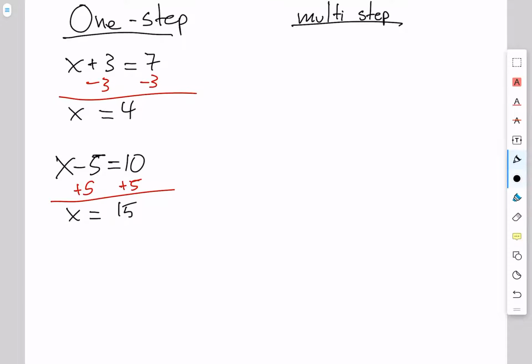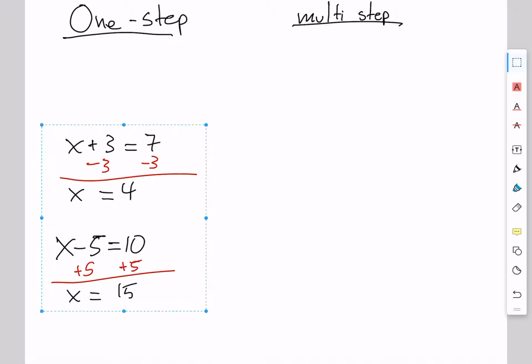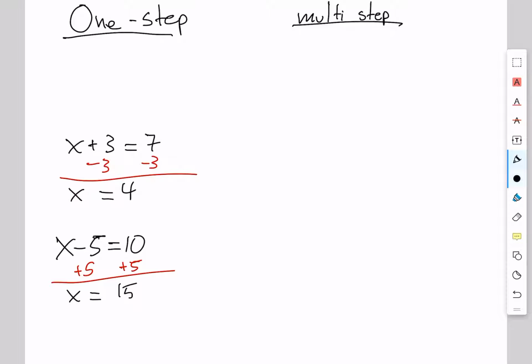So there's basically 4 different operations that we'll be undoing. We'll do addition, subtraction, multiplication, and division. So if we're adding something to x, we have to subtract it from both sides. If we're subtracting, we need to add. If we're multiplying, we undo that dividing, and the division is done with multiplication.